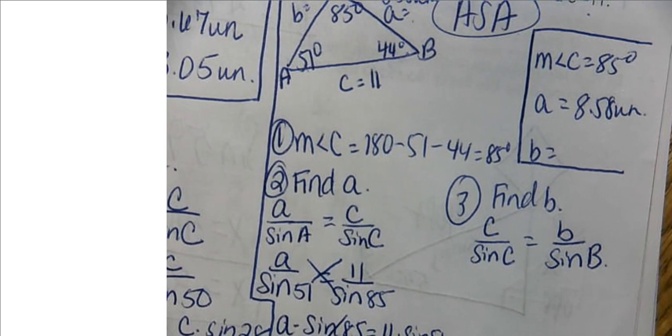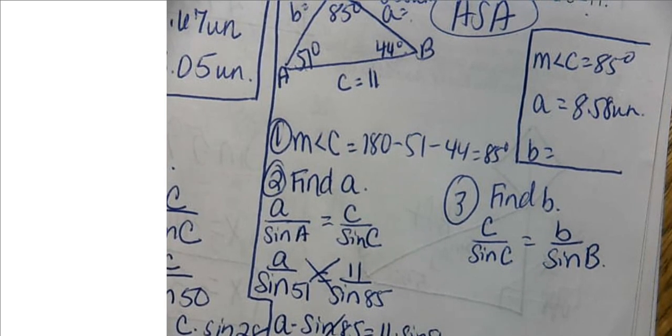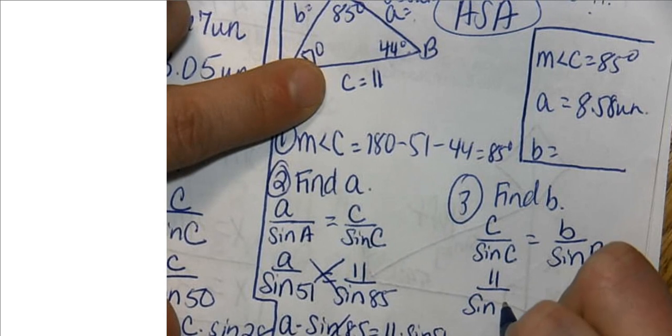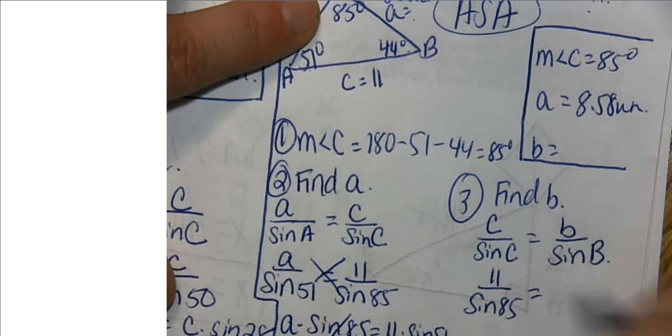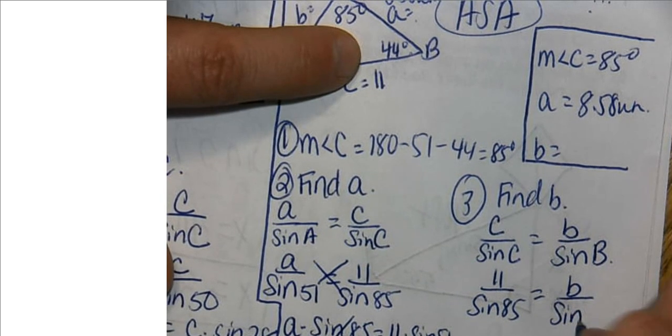A question might be, do I have to write down this formula every time? No, you do not. But as you are learning it, it might be helpful, especially when you are visual and you have to do some matching of pieces. So little c is 11 divided by the sine of angle C, which is 85, equals little b, which we do not know, divided by the sine of angle B, which is 44.